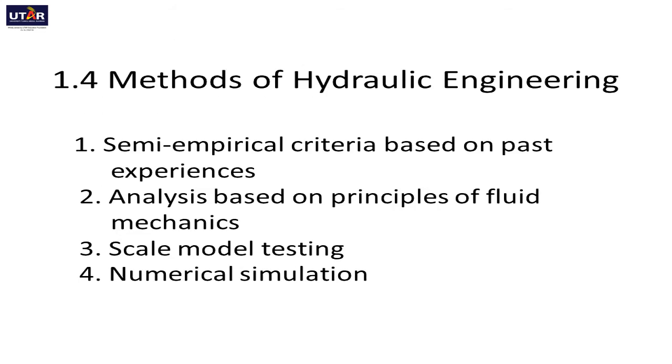There are a few different methods used in hydraulic engineering. The first is the semi-empirical criteria based on the past experiences and knowledge, such as safe flow speed and depth for natural rivers. The second method is to make use of principles of fluid mechanics, such as momentum and energy principles, to estimate flow quantities and required sizes and strength of structures.